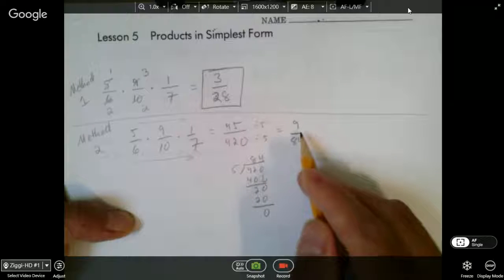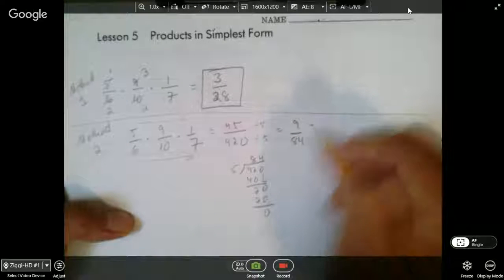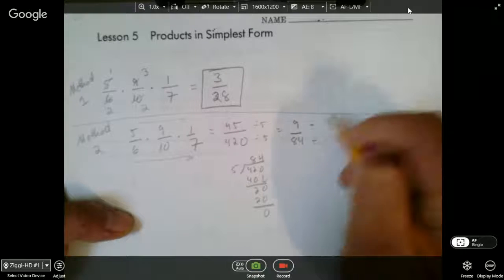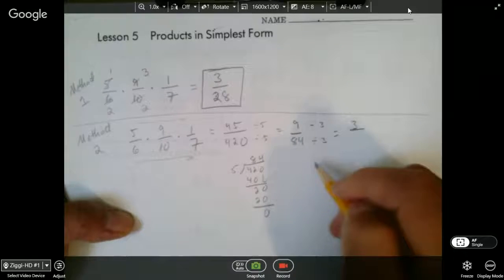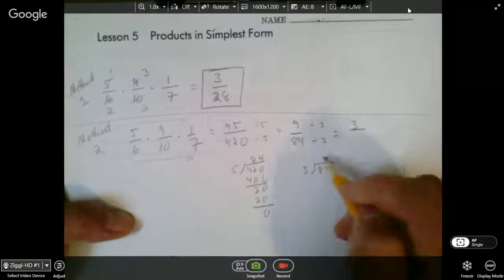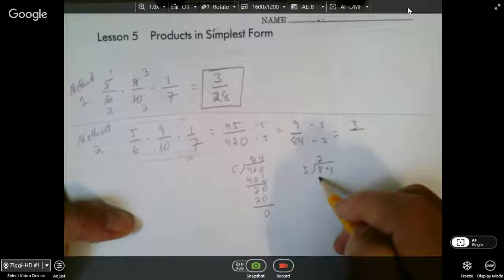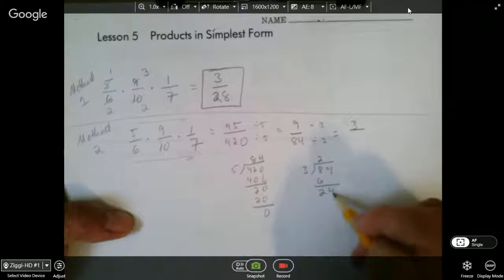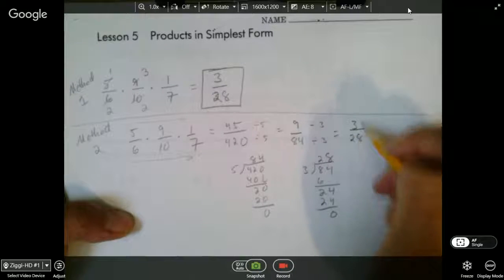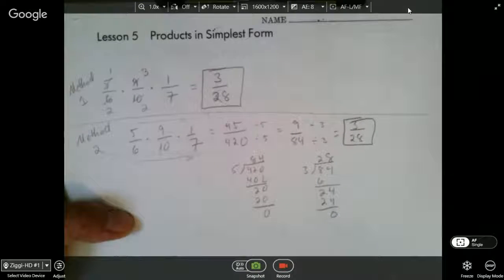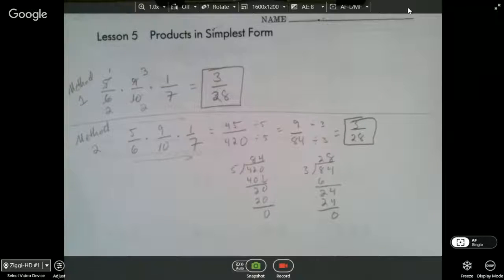And notice that 3 will go into both of these. If I add 8 and 4, I get 12, which is a multiple of 3. So I know 3 will go into both of these. 9 divided by 3 is 3. 3 goes into 84: 3 goes into 8 2 times, you get 6, 2, bring down the 4. It's 28, and that's 24, 0. So you get 3 over 28 either way. But notice this way, we had smaller numbers to deal with, which made it a little easier.